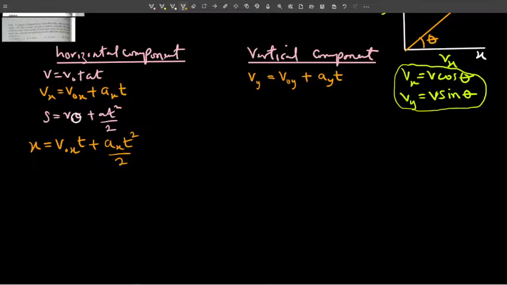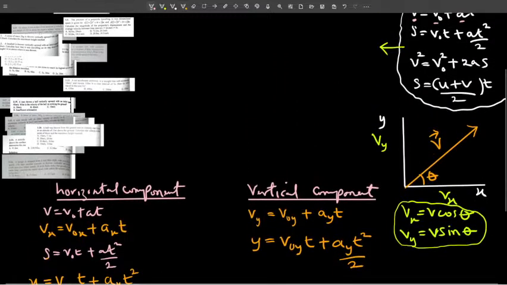Let's write the same formula in the y component. So what's it going to be now? The distance in the y component is y equals v naught in the y component, v naught y, then t plus a in the y component, a y t square over 2. I think this is making a little bit of sense.